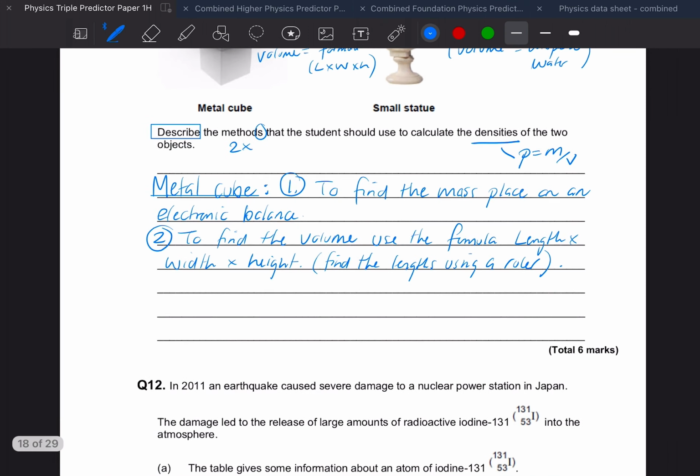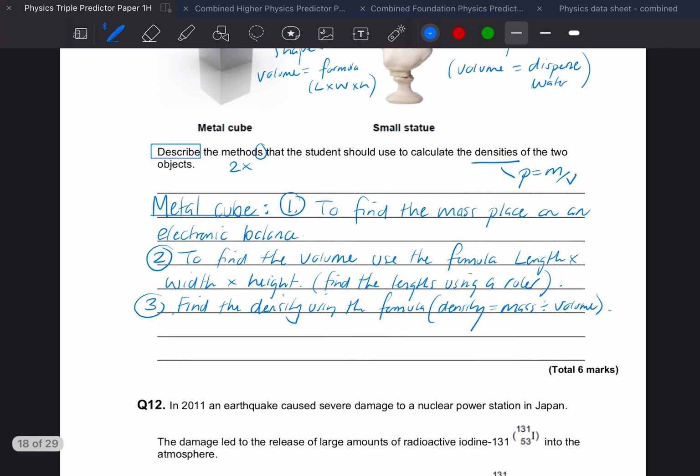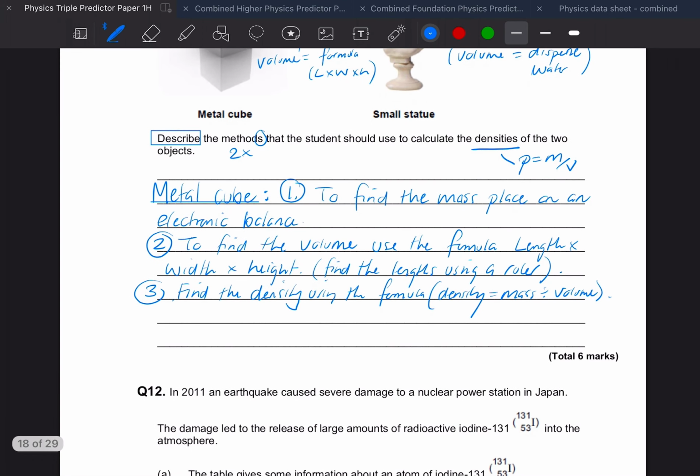Okay, and then 3, find the density using the formula density equals mass divided by volume. All right, so we have done the first one. Run out of space here. This is probably one where you would maybe need the additional sheets at the end of the paper, but let's just see if I can fit it in.